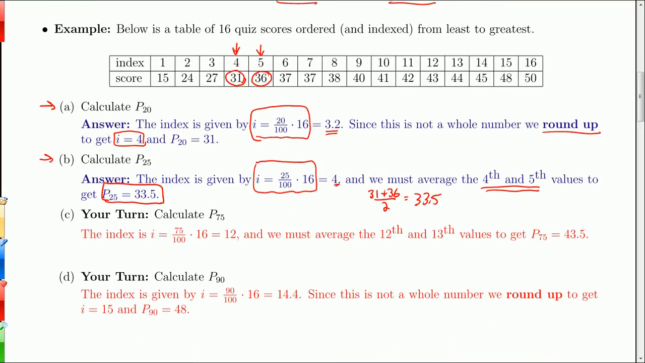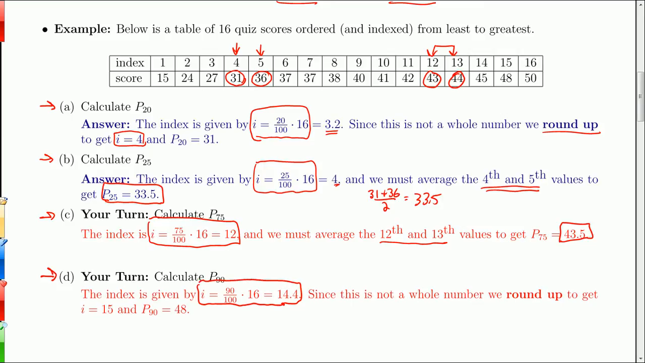For the your turn problem, calculate P sub 75. Here you take 75% of 16, and you get that the index is 12, but that means you have to average the 12th and 13th terms. We have to average 43 and 44, which is 43.5. To calculate P sub 90, you take 90 over 100 times 16. That's basically 90% of 16, and you get 14.4. Since that's not a whole number, this is actually easier. You round up, and you get an index of 15, and that value is right here. Remember, the P sub 90 value is not 15, that's the index. The actual value is 48. Easy peasy.